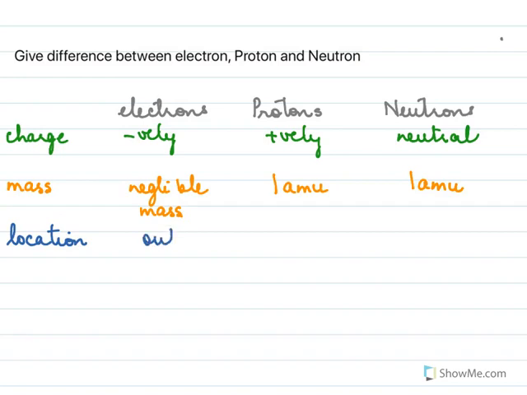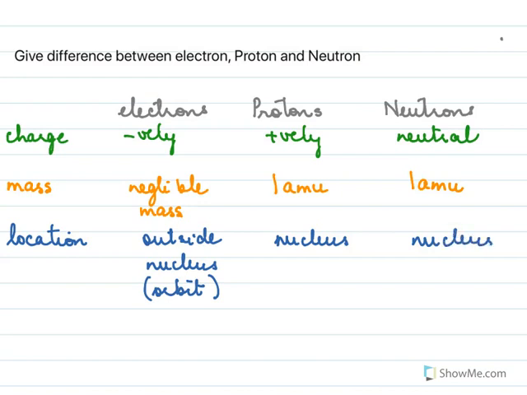electrons are outside the nucleus. They are present outside the nucleus in the orbits. They revolve in the orbits around the nucleus. The protons are present in the nucleus. Neutrons also are present in the nucleus.